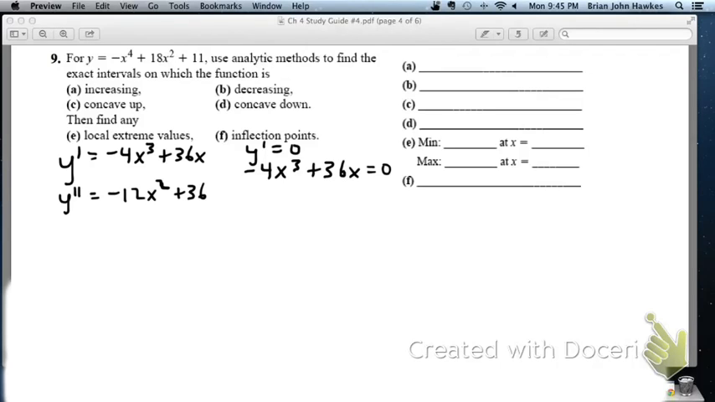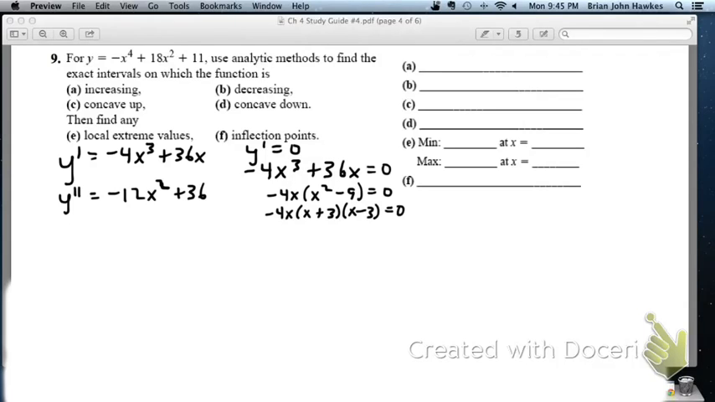Okay, and if we factor out a negative 4x, then we're going to get x squared, be careful here, minus 9 is equal to 0. So our three critical points are x. Maybe I should do this first. Let me keep factoring that. Negative 4x times x plus 3 times x minus 3 is equal to 0.